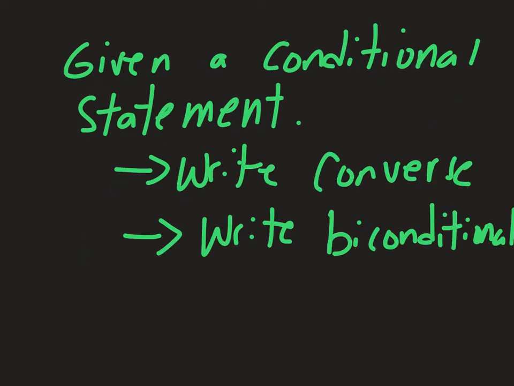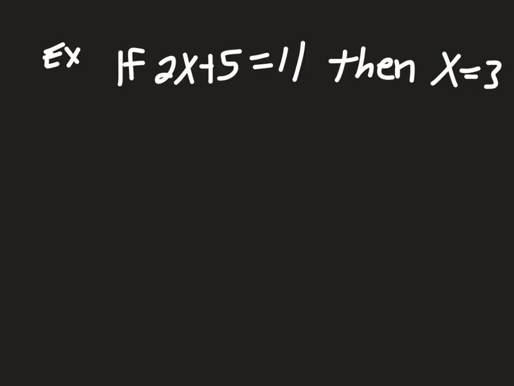So the next task we're going to look at is, if you are given a conditional statement, you can write it as the converse and as the biconditional. So we're going to start with this example here. It's a simple math statement: if 2x plus 5 is 11, then x equals 3. So that is in the conditional form. If we want to write the converse, and then we want to write it as a biconditional.